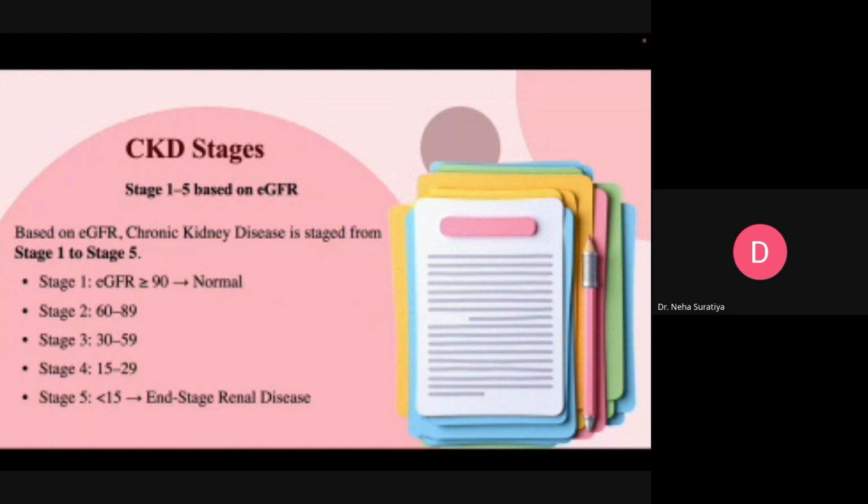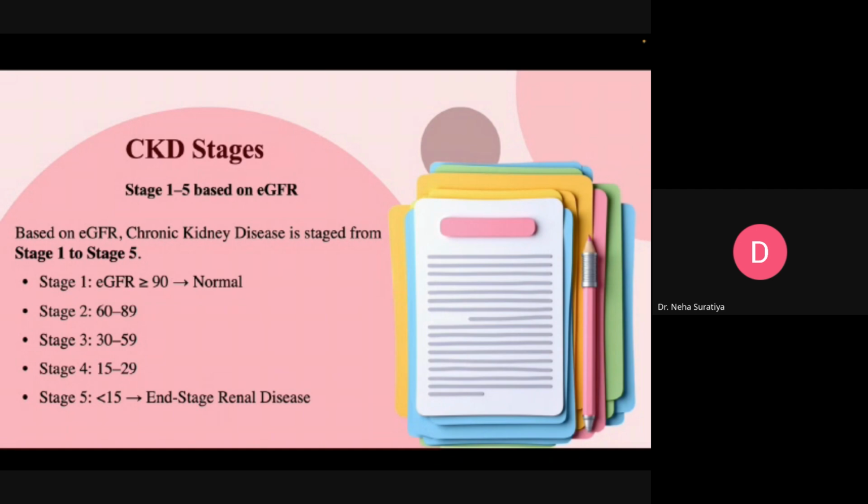If the EGFR is greater than or equal to 90, that is suggesting normal kidney function. If it is stage 2, it is between 60 to 89. Stage 3 is 30 to 59. Stage 4 is 15 to 29. And if it is less than 15, it is the end stage renal disease, ESRD. And many chances of renal failure as well, right?